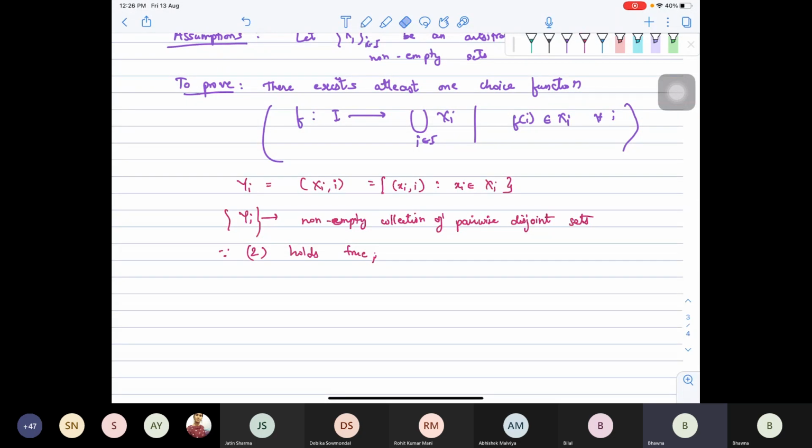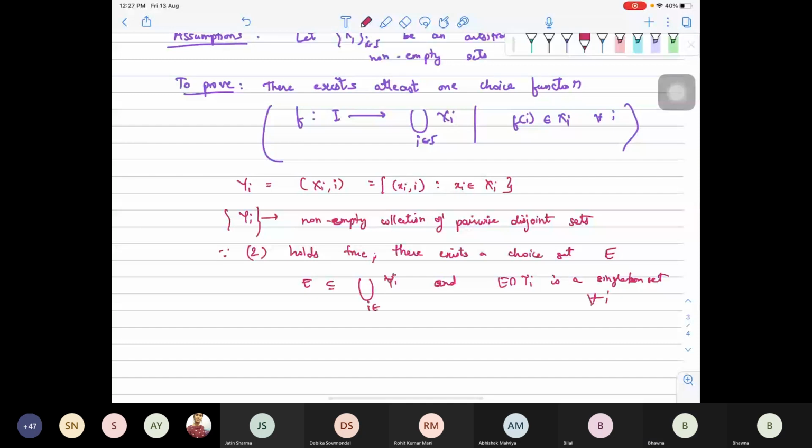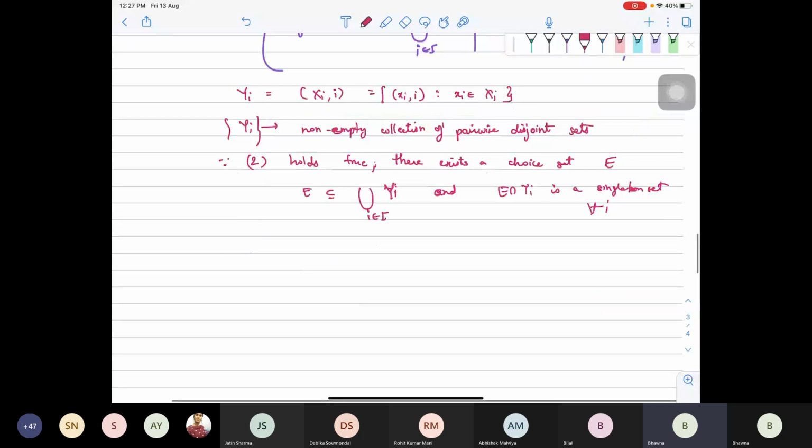Since 2 holds true, there exists a choice set. What was a choice set? That means E is contained in the union of Yi and E intersection Yi is a singleton set for all i. So now E intersection Yi is a singleton set, so I can say that E intersection Yi is some (x_i, i).